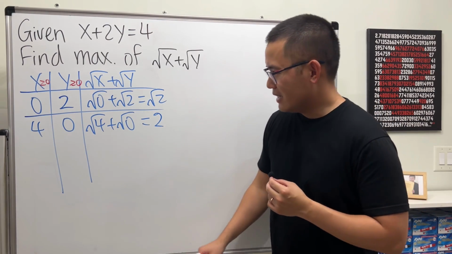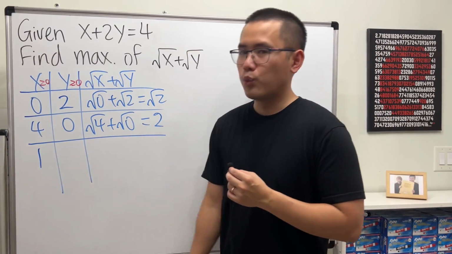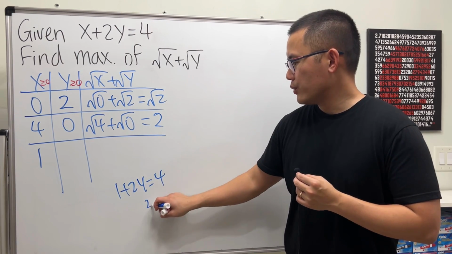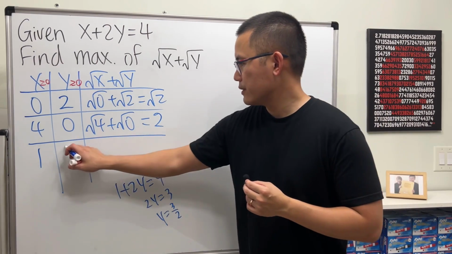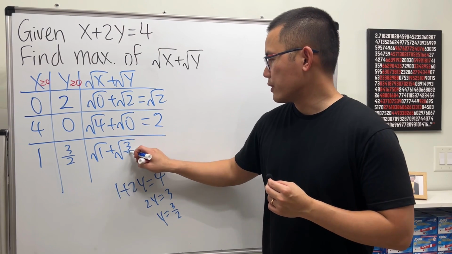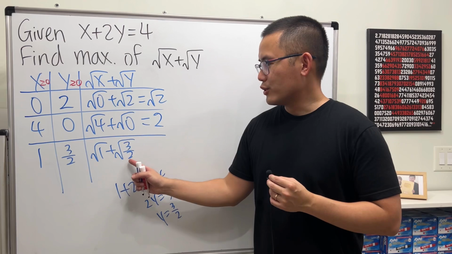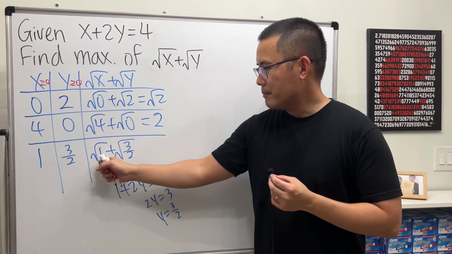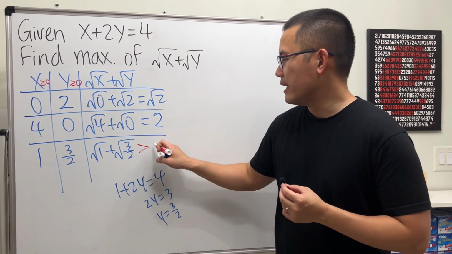No, because what happened to fractions? What if I pick x equals 1? Then in that case, 1 plus 2y is equal to 4. 2y is equal to 3, so y is equal to 3 over 2. And we get square root of 1 plus square root of 3 over 2. 3 over 2 is bigger than 1, so its square root is bigger than square root of 1, which is 1. So this is 1 plus something bigger than 1. So this result has to be bigger than 2.